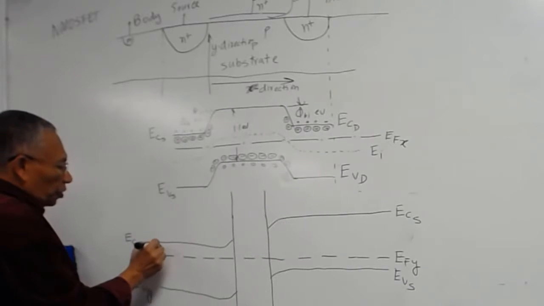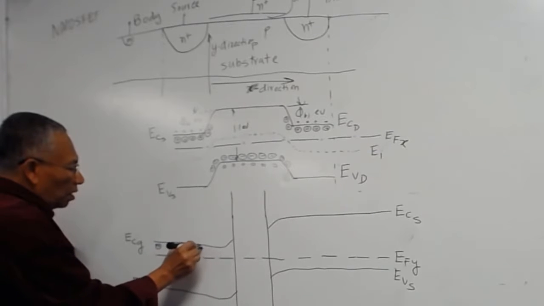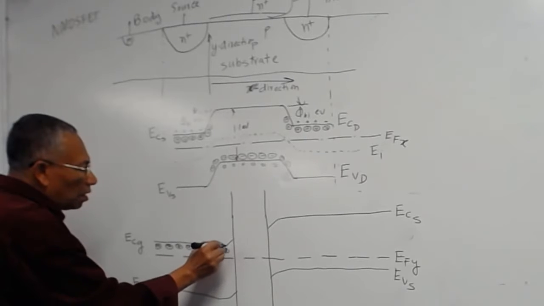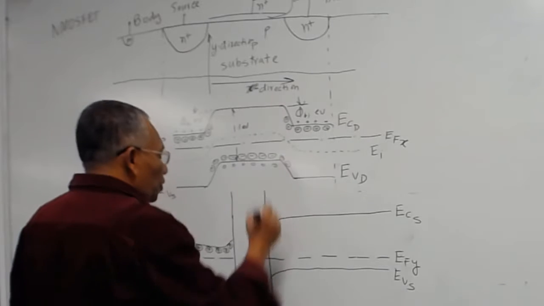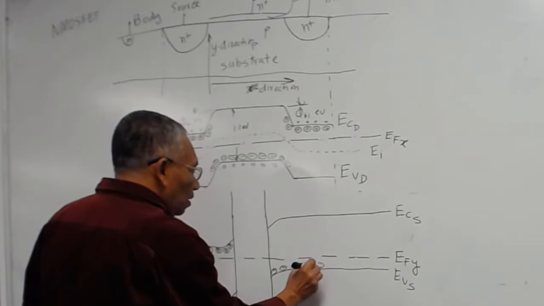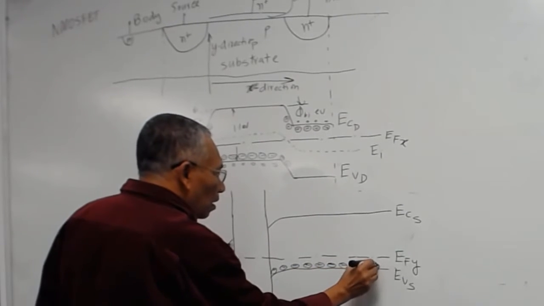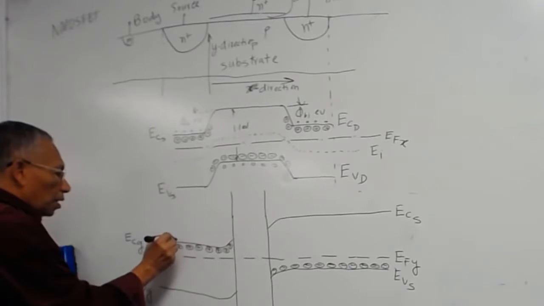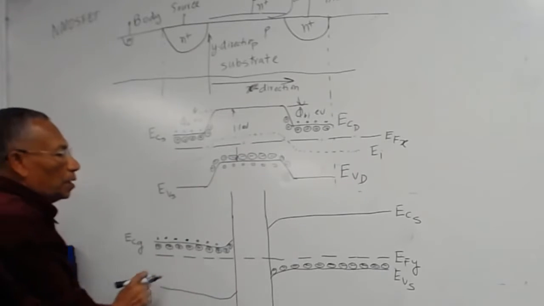And then you can put your charges here. For the P region, negative ions. And then you can put your electrons here, exactly like a p-n junction. See, exactly the same, except that there is a gap here.